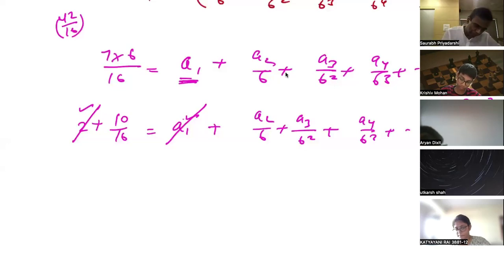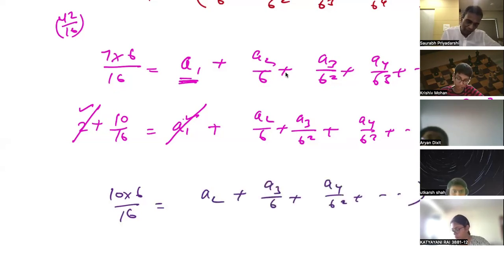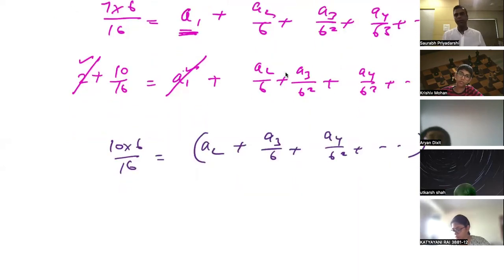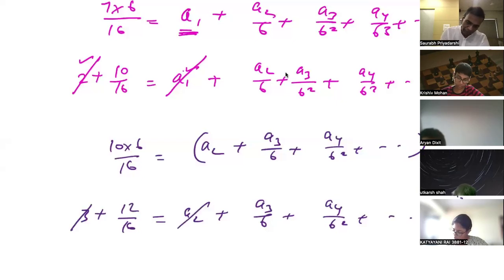Now again I have to find the second value. Again I'm doing the same thing, multiply by 6. So 10 into 6 is 60, which is A2 plus A3 by 6 plus A4 by 6 square, and so on. 60 by 16 is 3 plus 12 by 16. 12 by 16 is equal to A2 plus A3 by 6, A4 by 6 square, and so on. So A2 is equal to 3.